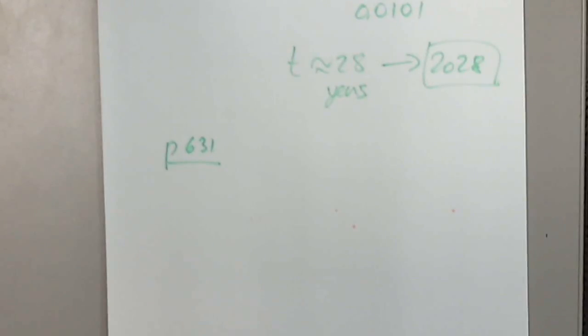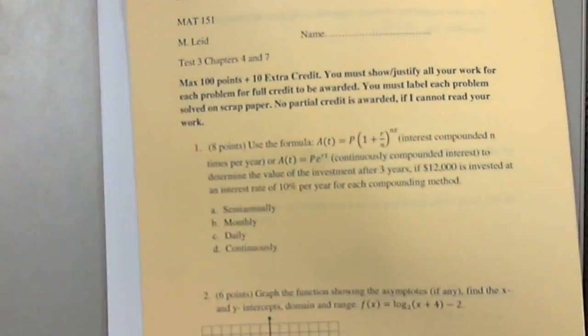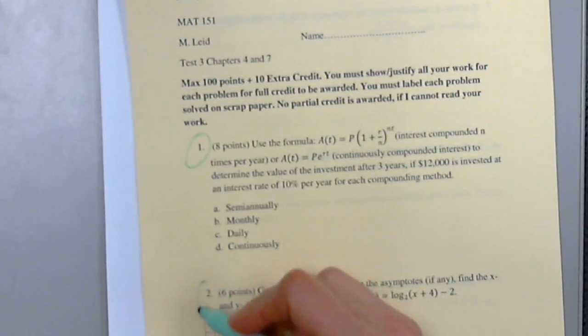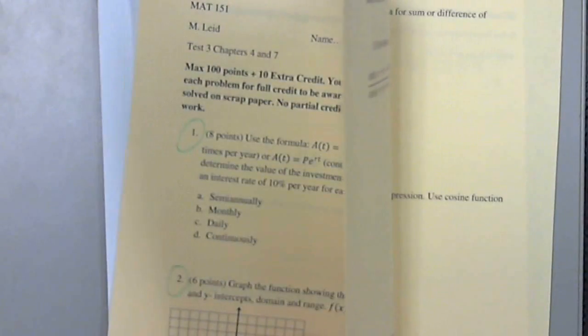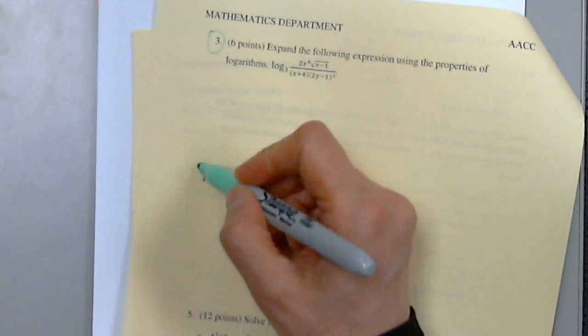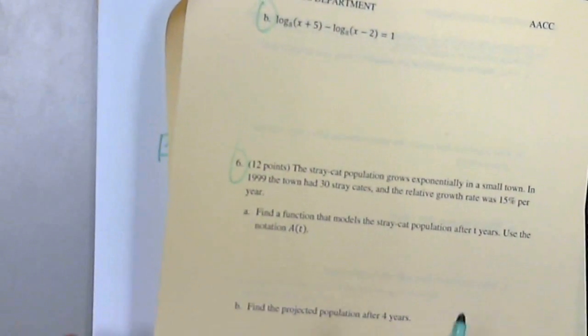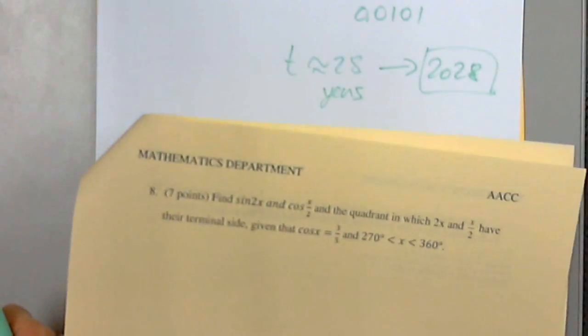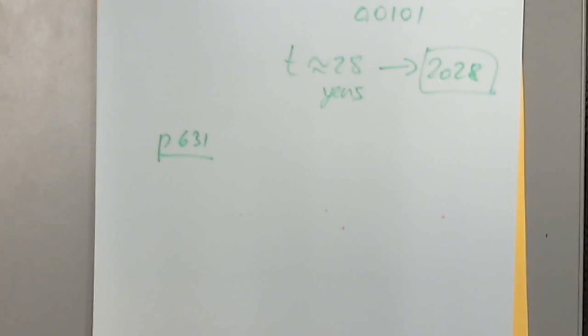So from this yellow form that I just gave out, I recommend between now and Thursday, everything on pages 1 through 4, 1, 2, 3, 4, 5, 6, and 7. Anything 1 through 7 you can do. And then if you have questions, we can go over them in class.